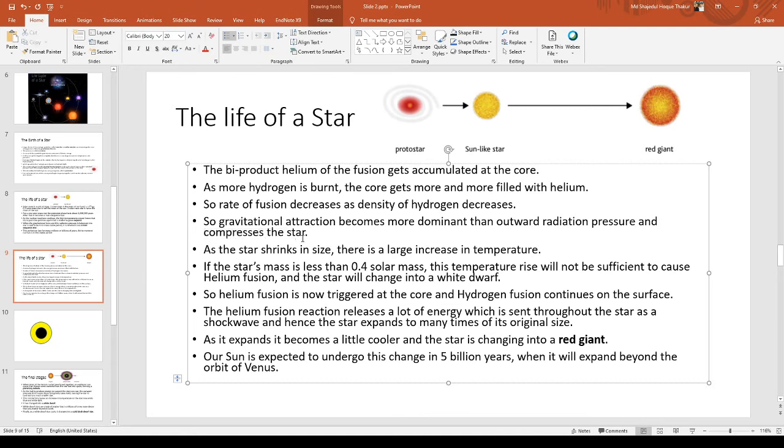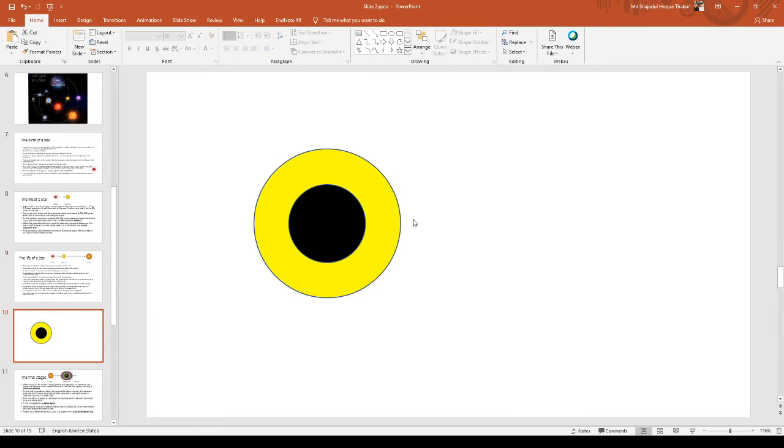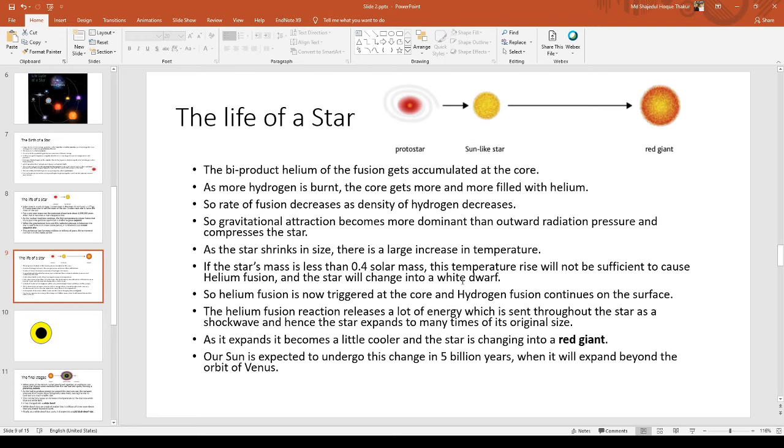So the sun, after it has burnt out most of its hydrogen, you already asked me this question, what will happen when the sun has almost burnt out all of its hydrogen. Well, not all of it, but when it has burnt out most of its hydrogen, then the density of hydrogen will decrease and the rate of fusion will decrease. So the outward radiation pressure force will decrease, and the gravitational attraction will become more dominant, and so the star will start to compress.